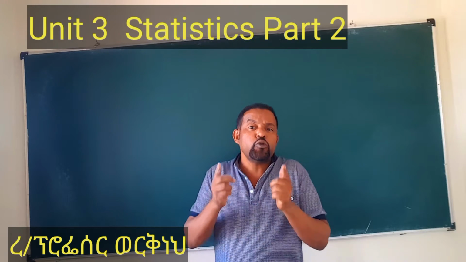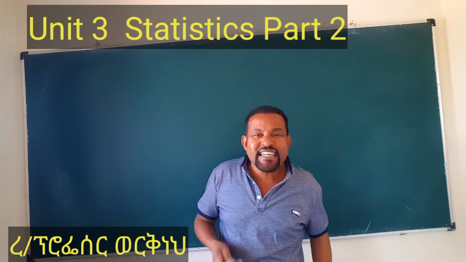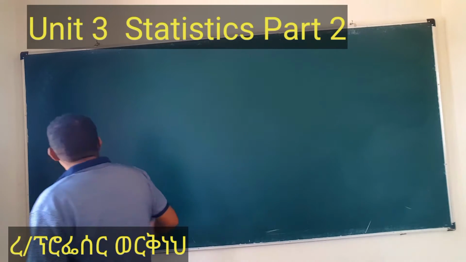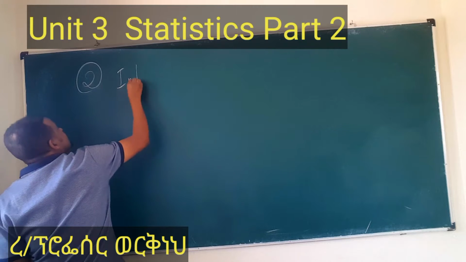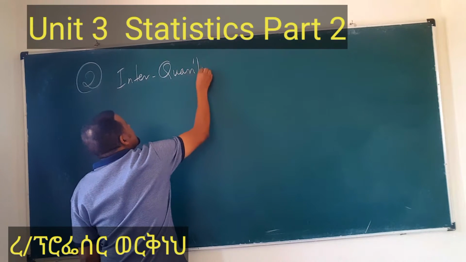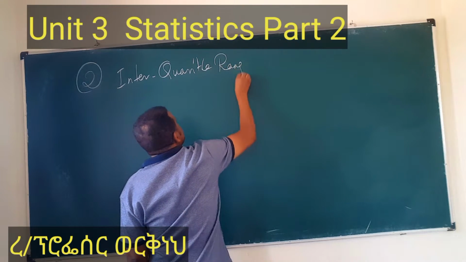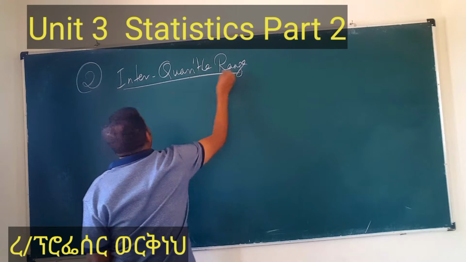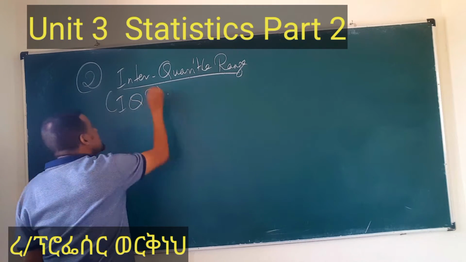Look now. To avoid the limitation of this range, we use a second absolute measure of dispersion. What we call it is interquartile range, which is of course denoted by IQR.